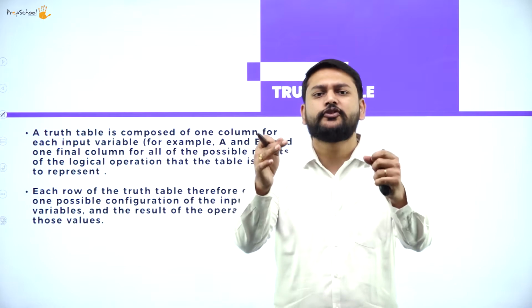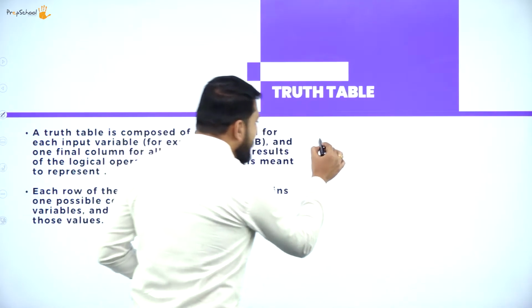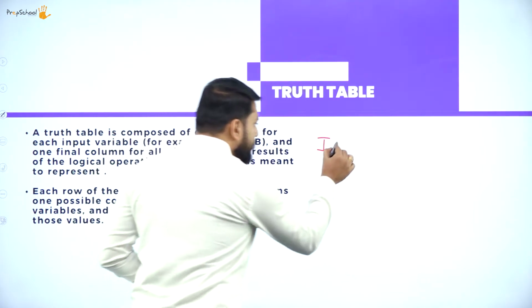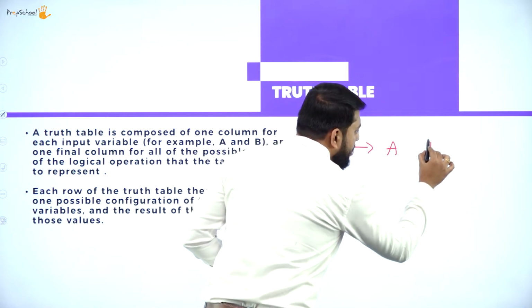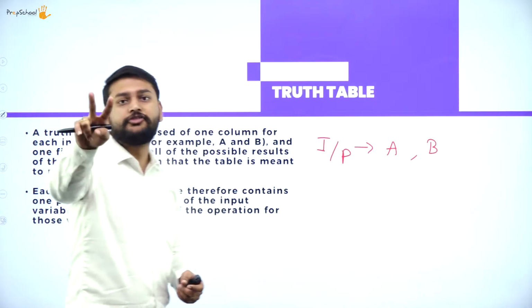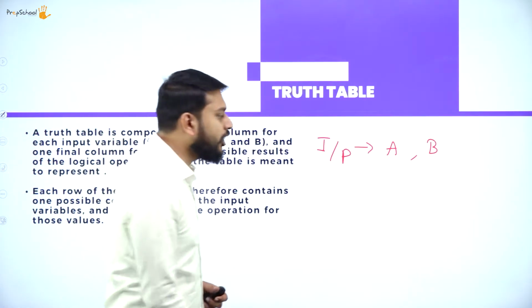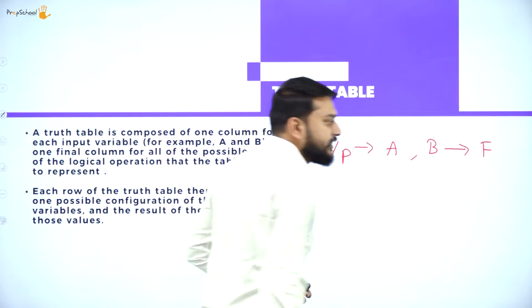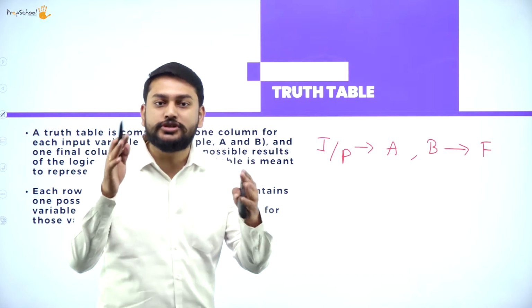Let me give you brief knowledge with respect to the truth table. Say for example, I have two inputs. How many inputs do I have? Two inputs. Imagine I have A and B. For these two inputs, I will have one output. Let me consider the output as F. For this, I need to write the truth table.